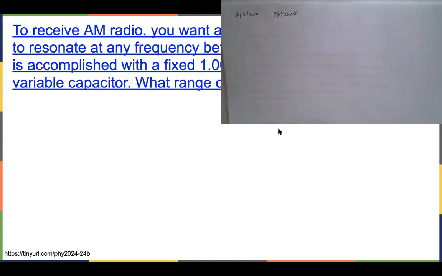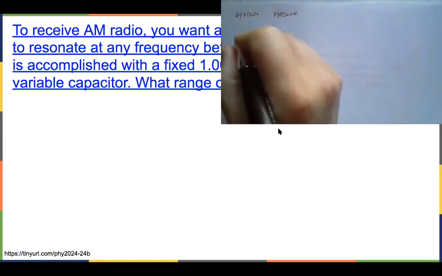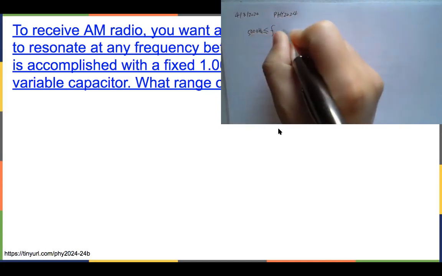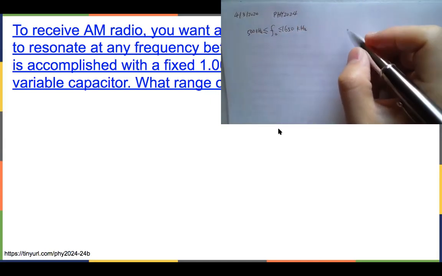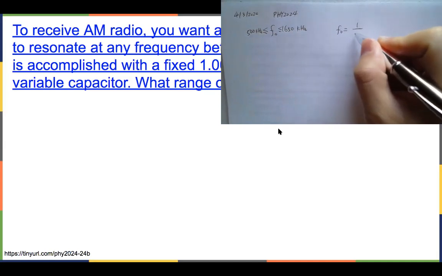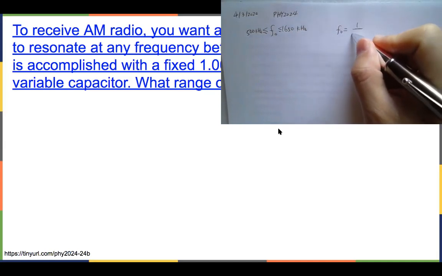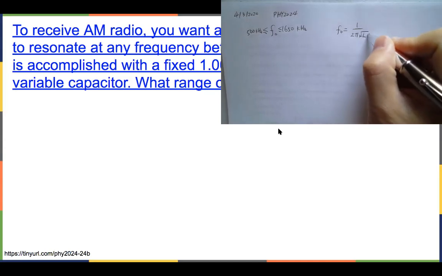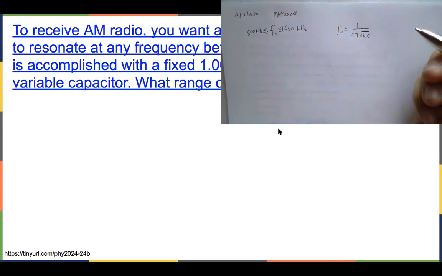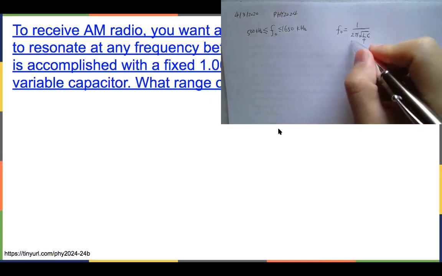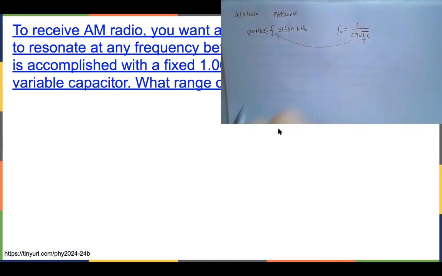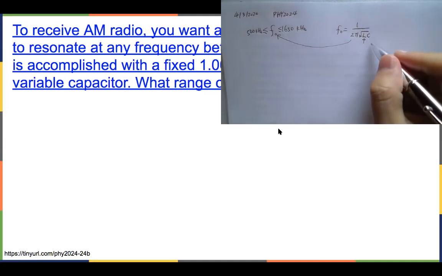So our resonance frequency f0 has a range from 500 kilohertz to 1650 kilohertz. Now we know that the resonant frequency of an RLC circuit, which is basically what you have in the radio, is equal to 1 over 2 pi square root of LC. This is the equation we got in the previous slide. You are given a fixed L, looking for the range of C, so you can replace this expression in place of f0, and then you'll be able to solve for the range of C.